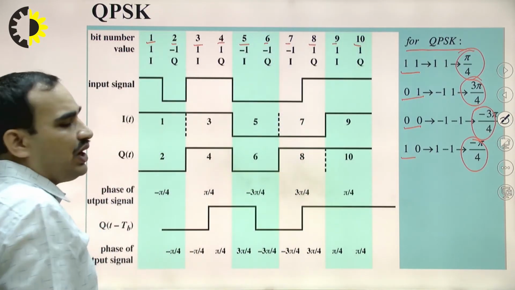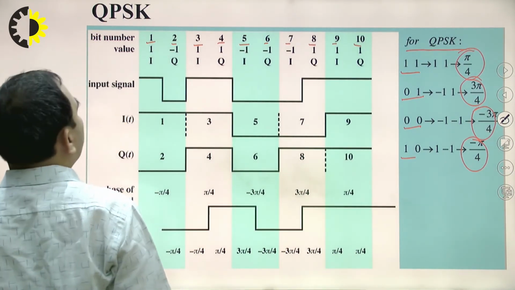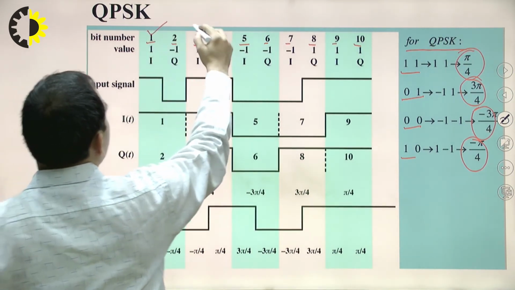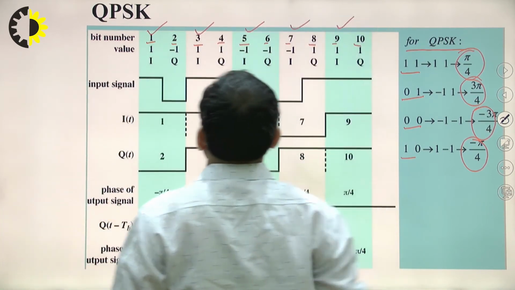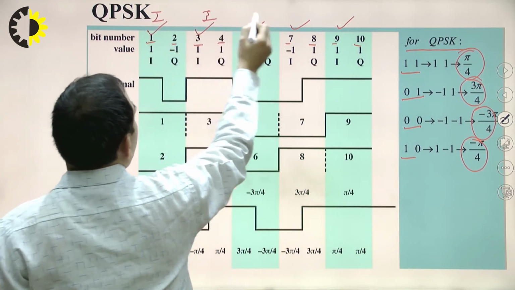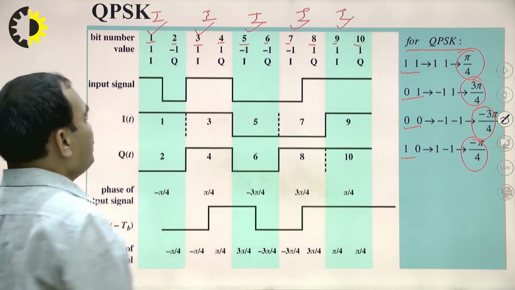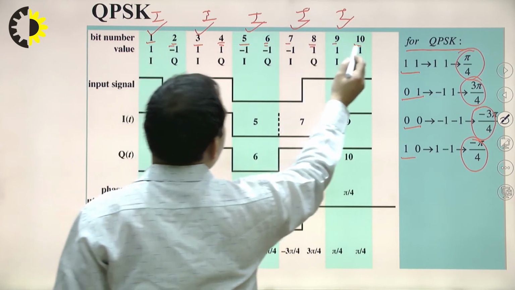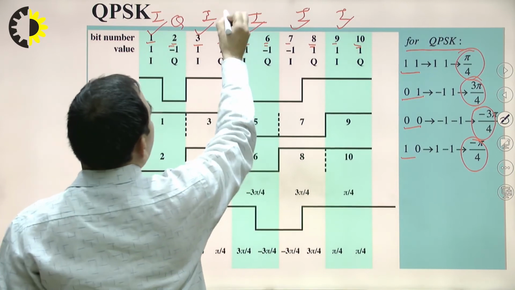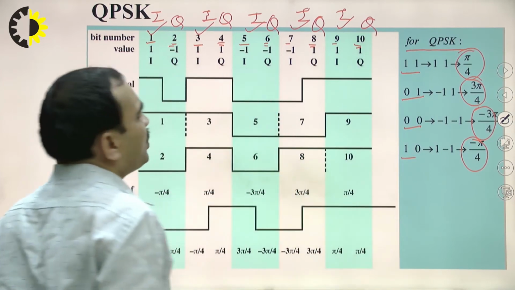Now we have to understand how this is working. Here we are separating out the odd and the even bits. The odd bits are 1 3 5 7 9, and these are the in-phase bits, so we write them as I. The even number bits are 2 4 6 8 10, and we represent these as the quadrature phase bits, so I'm writing Q for the even bits.